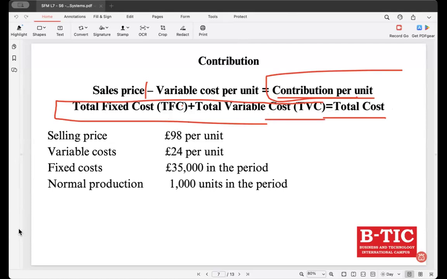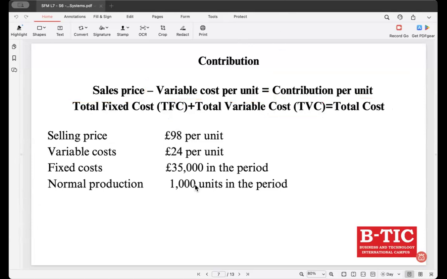Now I want you to find the contribution per unit and the total cost of the product. I'm going to give you 2 minutes to calculate it. Whoever gets the result, please drop your answer in the chat box. 2 minutes. I think 2 minutes is more than enough.